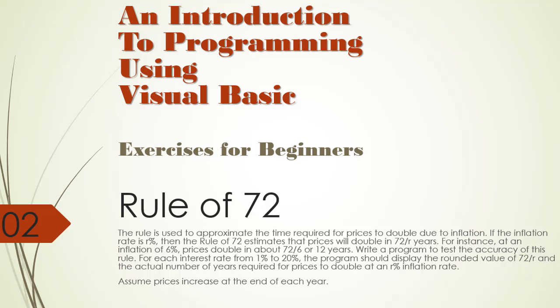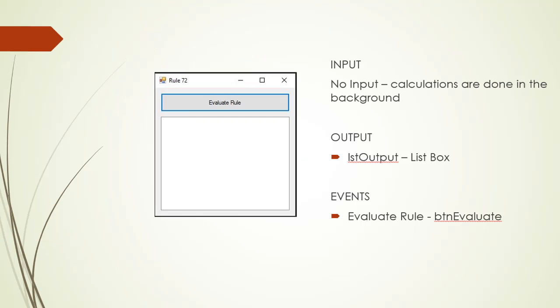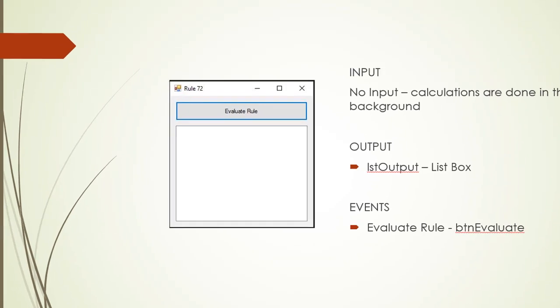For each interest rate from 1 to 20%, the program should display the rounded value of 72 divided by R and the actual number of years required for prices to double at an R% inflation rate. We are going to assume that the prices increase at the end of each year. So here's the form, very simple, one button, one list box. There is no input from the user. We'll click the button and the calculations will be performed in the button click event.